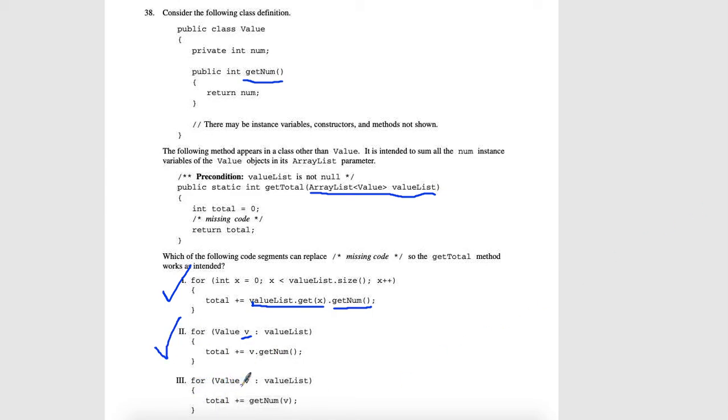And then part 3, Value v in valueList, and we are incrementing total by getNum(v). This is not correct syntax. Well, first of all, the getNum method does not even accept a parameter, so clearly that's not correct. And getNum is an object method, so it has to be called by an object. In other words, it should be v.getNum().